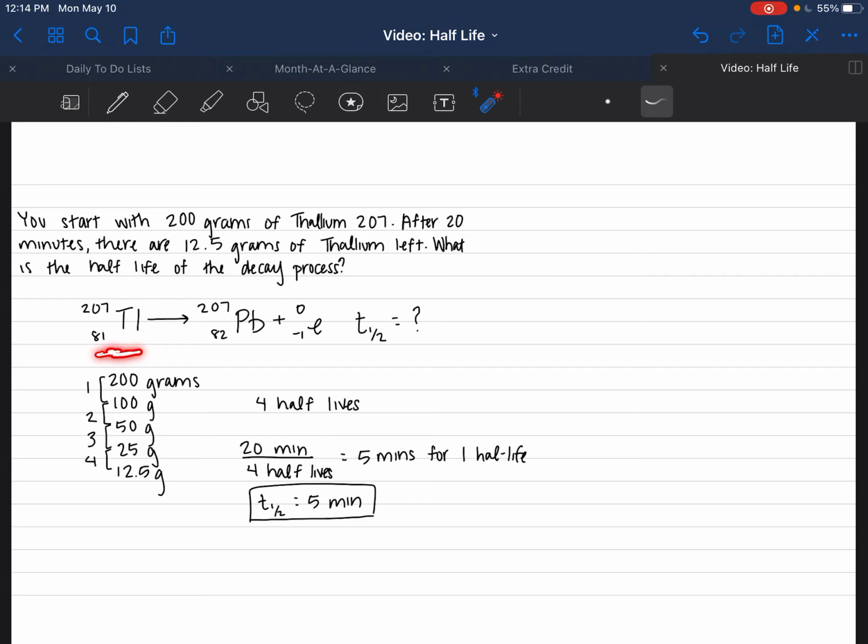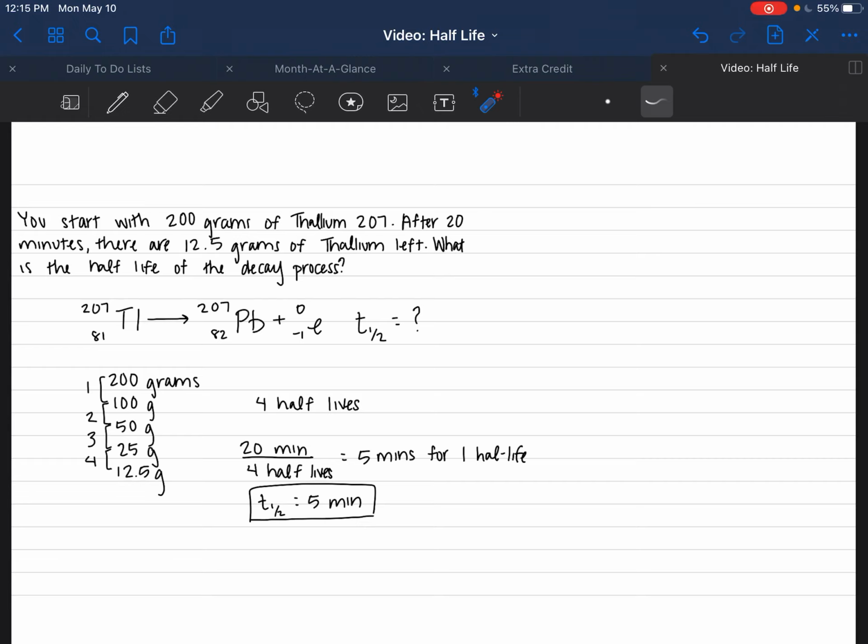Here's that thallium that's going through, in this case, beta decay. It's giving off that electron right there. And we need to solve for the half-life. So we know that we started with 200 grams. We're going to end with 12.5 grams. So let's just start dividing it.